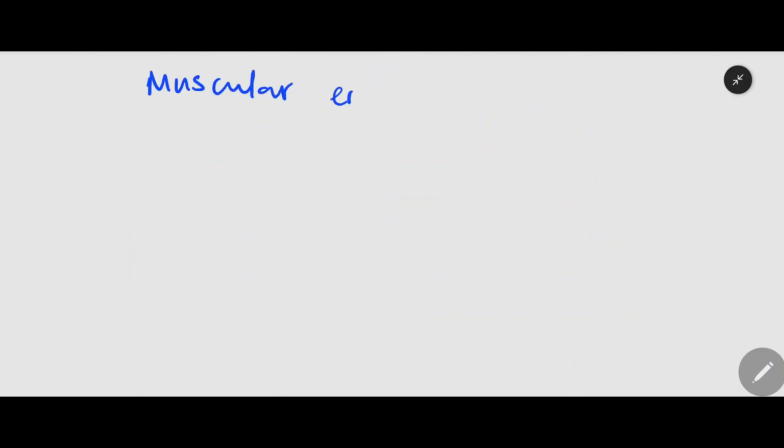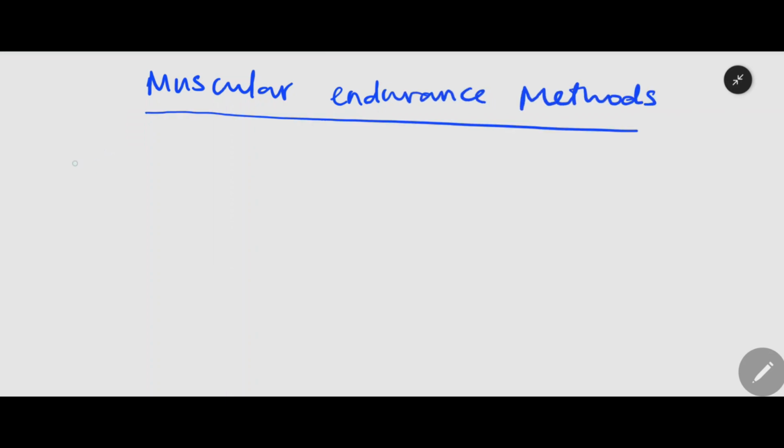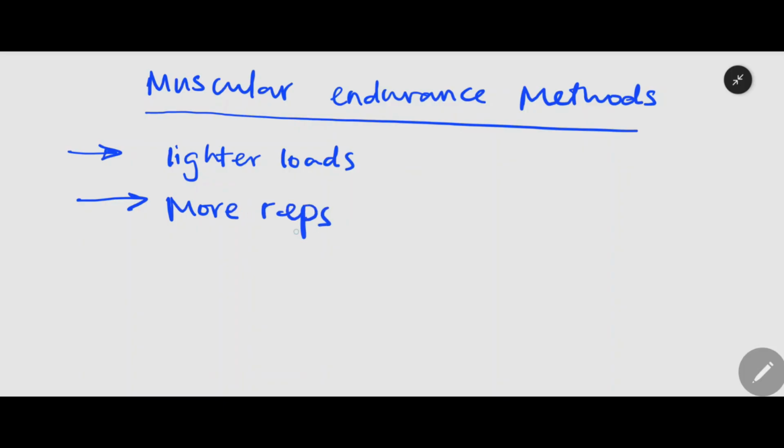Now on to muscular endurance methods. With muscular endurance, we are basically looking at resisting fatigue. So any exercise that helps to resist fatigue in a muscle over time. Muscular endurance training tends to use lighter loads, more reps, with shorter rest periods.